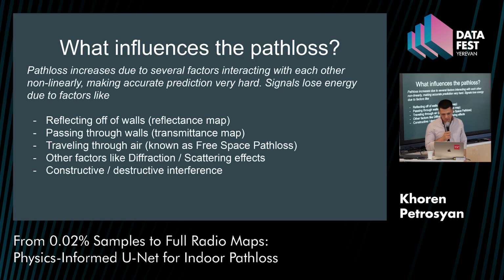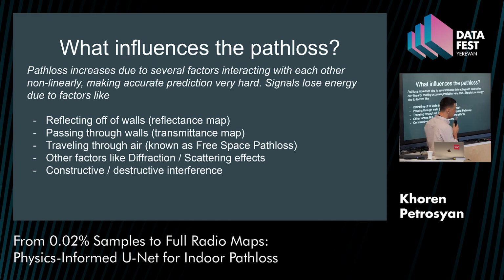So a lot of factors influence pathloss prediction. I wanted to talk a little bit about why this problem is not trivial to solve and why people spend so much money for ray tracers. Each of these factors influences how the signal will spread, and they interact with each other non-linearly, making our lives harder.